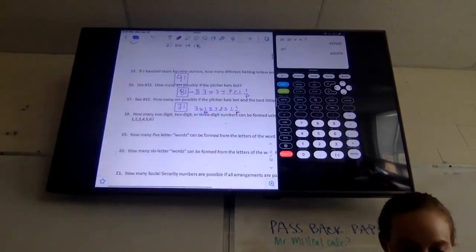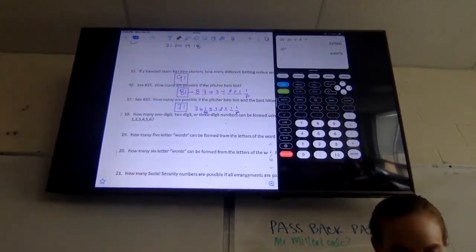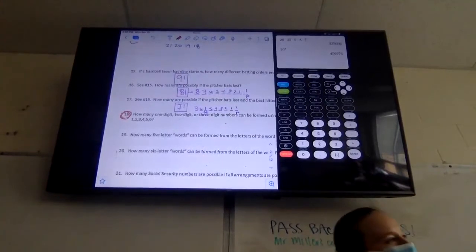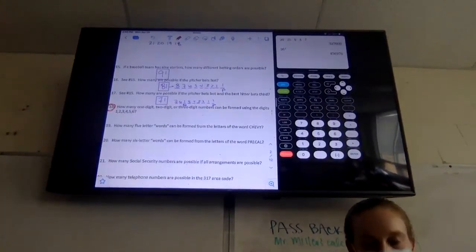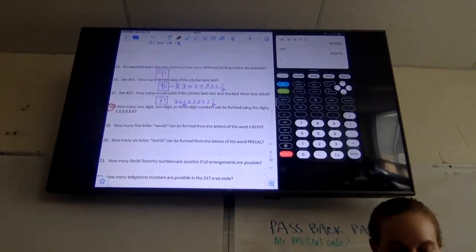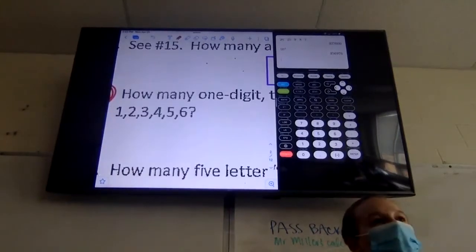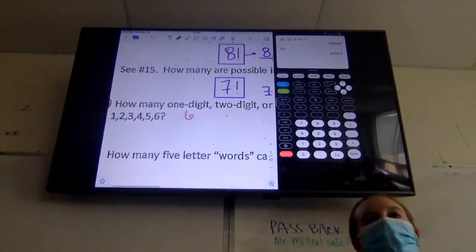Okay, this next one's kind of a weird one. It's the only type of this problem that we'll do today. We'll see other ones like it later, but I still wanted to talk about it today. It says how many 1-digit, 2-digit, or 3-digit numbers can be formed using the digits 1 through 6? Okay, how many 1-digit numbers can I make from 1 through 6? 6, right? Okay, what about a 2-digit number?